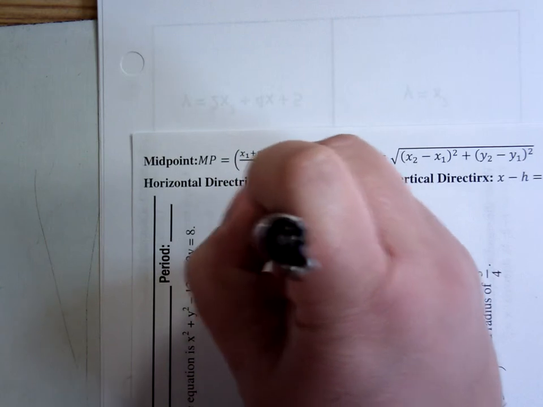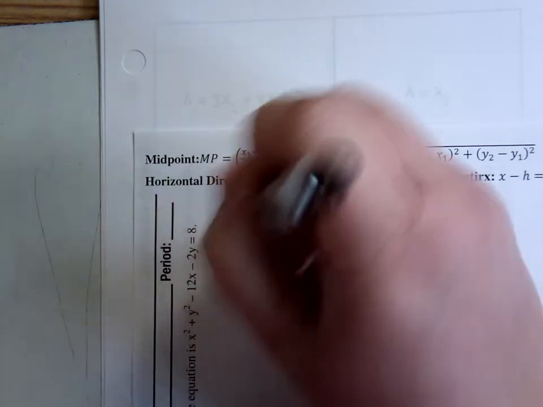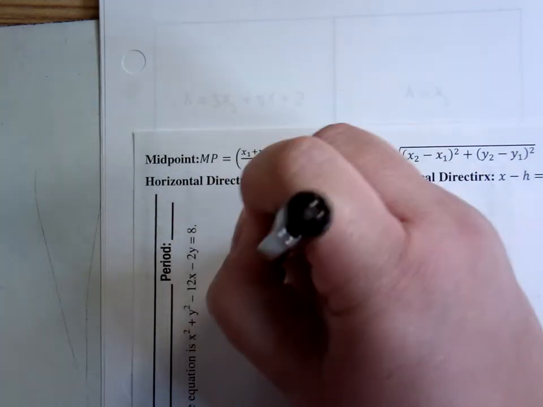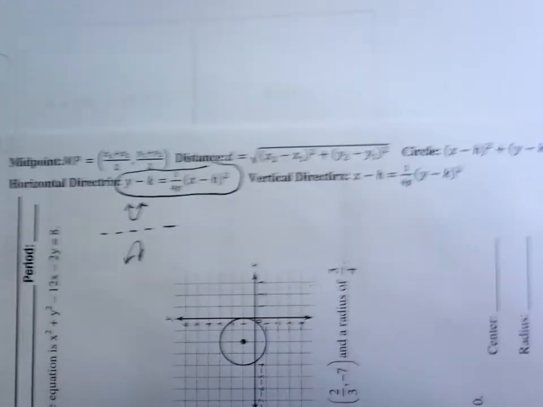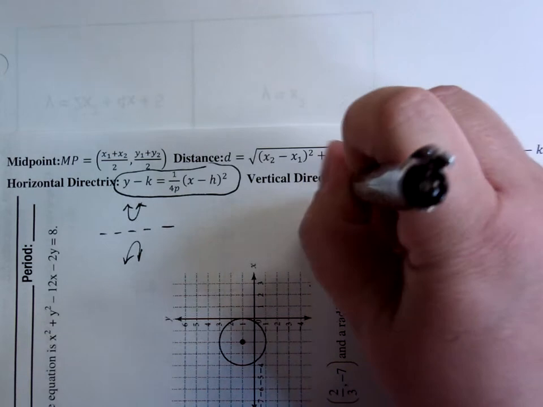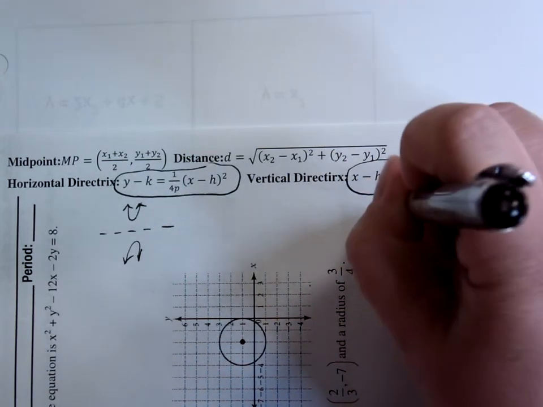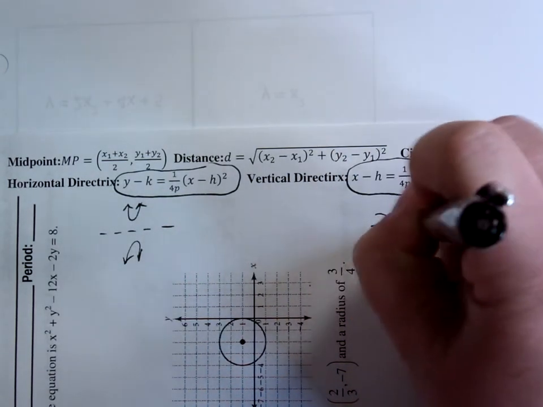Like if you have a horizontal directrix, that means it's opening like this or like this. The other one says vertical directrix. That's the one that's opening left and right, like this or like this.